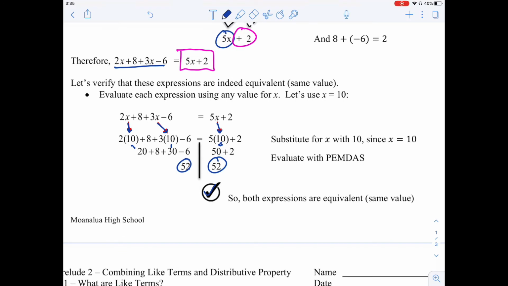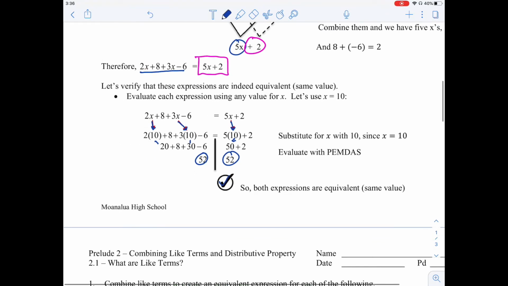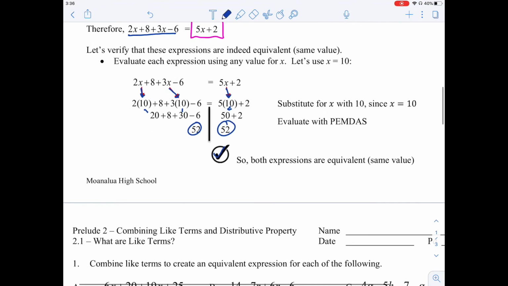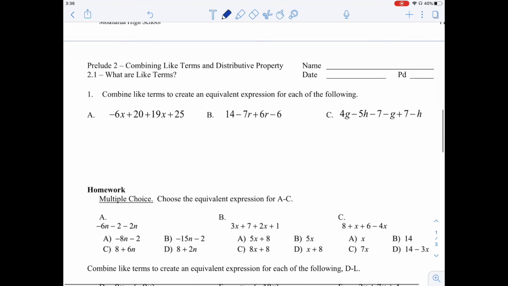So both expressions are equivalent, which means they have the same value. Equivalent is like a fancy word for equal. They are the same value, but not exactly the same thing. You learn that in geometry too. They're just equivalent.